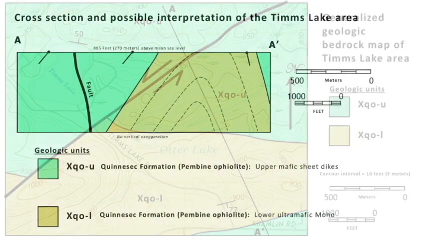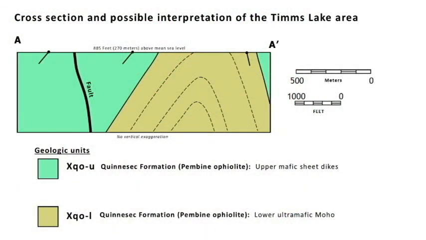I generated a generic cross-section based off the limited data that I did collect. According to my interpretation here, more work still needs to be done. I do believe that this Moho bit is an anticline, a rather tight anticline, which does make sense considering the fact that we have upper ophiolite surrounding us on all sides.